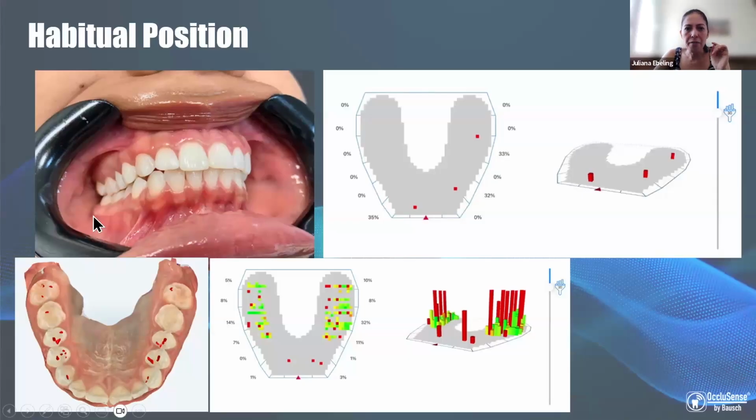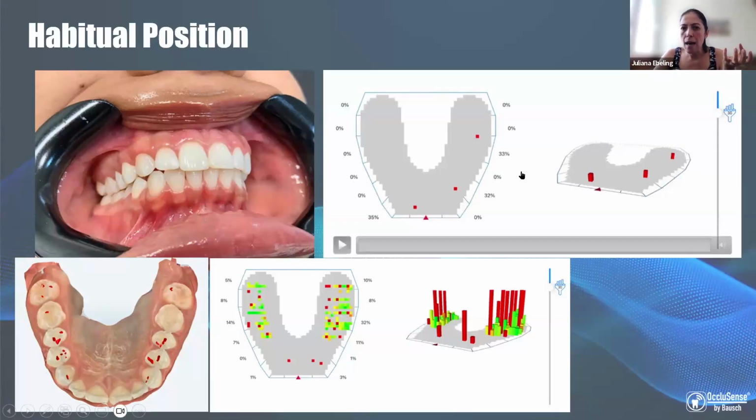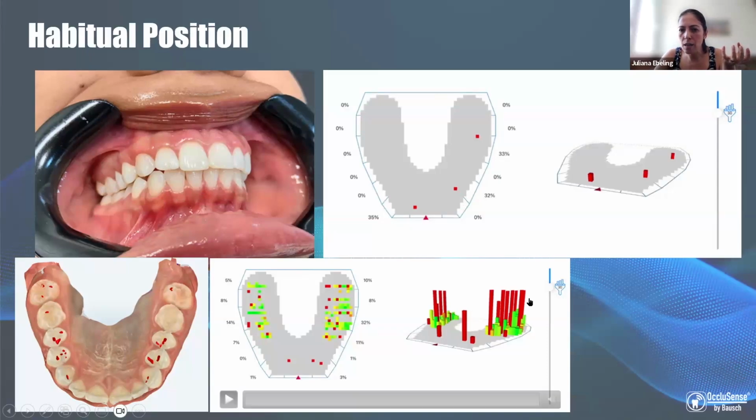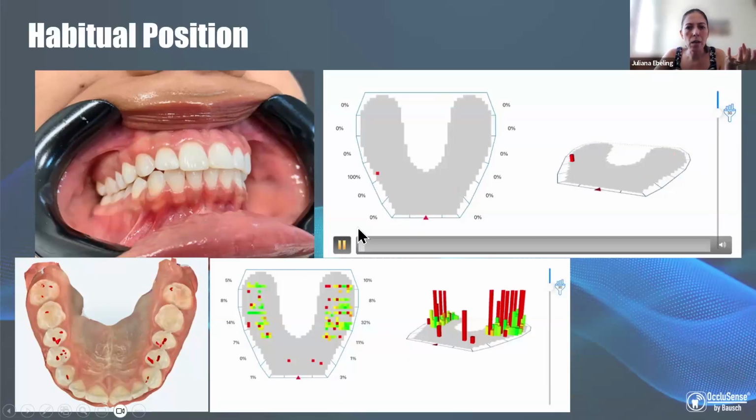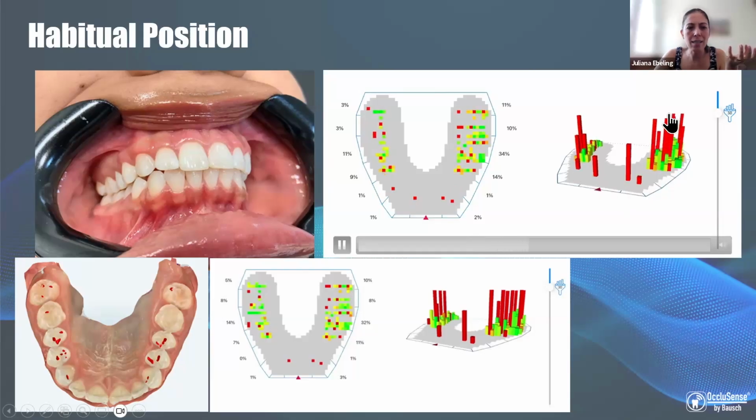So here I have the habitual position, the maximum intercuspal position. And when I look here, this is what scanners register from these contacts. I can find these contacts here, I can find this moment. But what happens is that these contacts happen in this way. Look at that: these contacts don't happen equally at the same time.